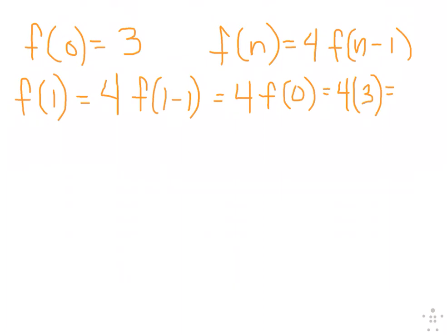So again, just to show you, so that you don't get confused, this means previous answer. Anytime you see the n minus 1, previous answer. This is the previous answer to 1. 0 is before 1. What's 4 times 3? 12. Good. Then if I want to find f2, it's 4 times the previous answer. What's the previous answer? 12. And what's 4 times 12? 48. Good.